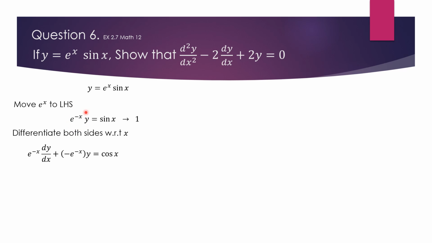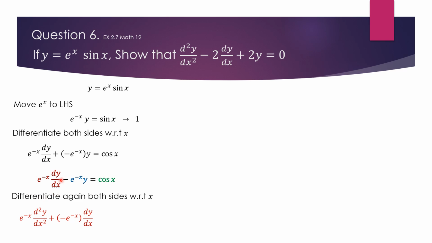Now differentiation of e power minus x is minus e power minus x. And on the right side, differentiation of sin x is cos x. Now e power minus x dy by dx minus, I am simplifying, this plus outside the bracket and this is minus, so I am simplifying it to minus e power minus x y equal to cos x. Now differentiate again both sides with respect to x.